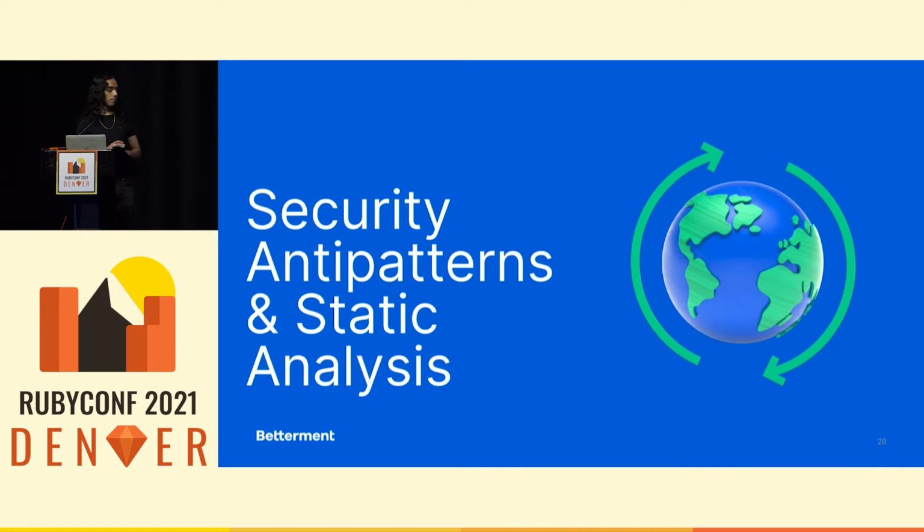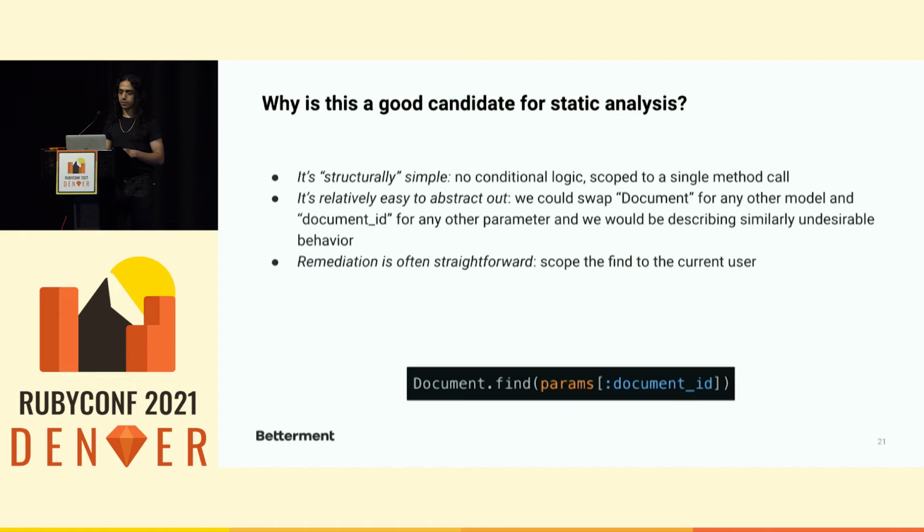So let's tie all of this together. We've talked about security, anti-patterns, and static analysis. Now, how can we put all these things together to actually start finding bugs? So let's focus on the document.find example from earlier.